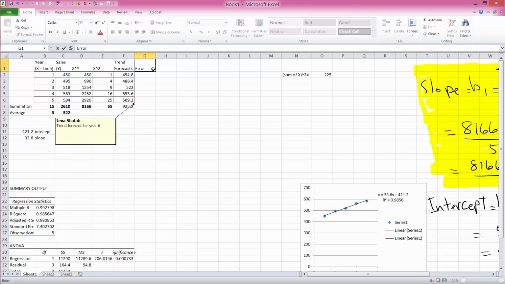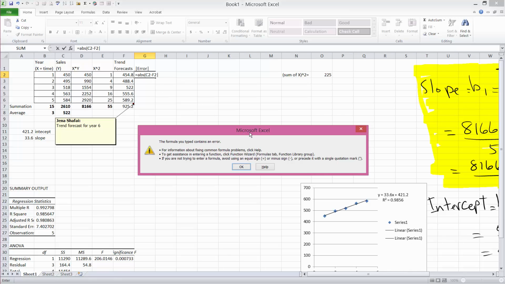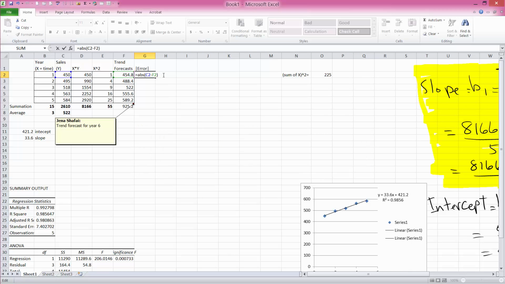So error, or let me just do absolute error. Absolute error is, and remember error is always actual minus forecast. So in this case, it would be the absolute value of the actual value minus the forecast for time period one. Oops, I should use a parenthesis. And I can copy that down. And so in this period right here, year five, 584 minus 589.2 is 5.2 absolute value. And so from here, you can compute again MAD, MSE, MAPE, etc.